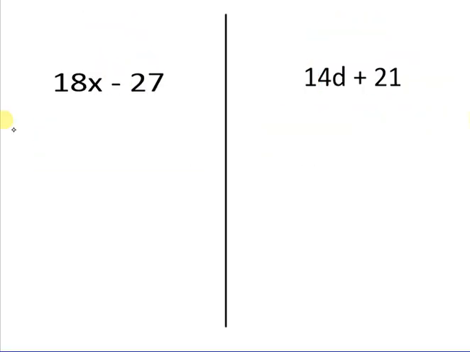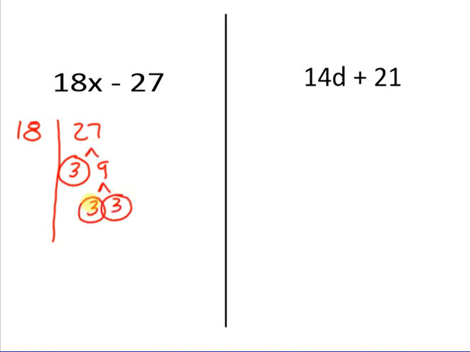So here we have 18x minus 27. So we need to go ahead and find the GCF of 18 and 27. So I'm going to break up 27 into 3 and 9, and I can break up 9 into 3 and 3. 18 can break up into 2 and 9, and I'm going to break up 9 into 3 and 3. And it looks like I have some matches here, so I have 3's that match, and I have another 3 that matches, and so 3 times 3 is 9, so that's my GCF.